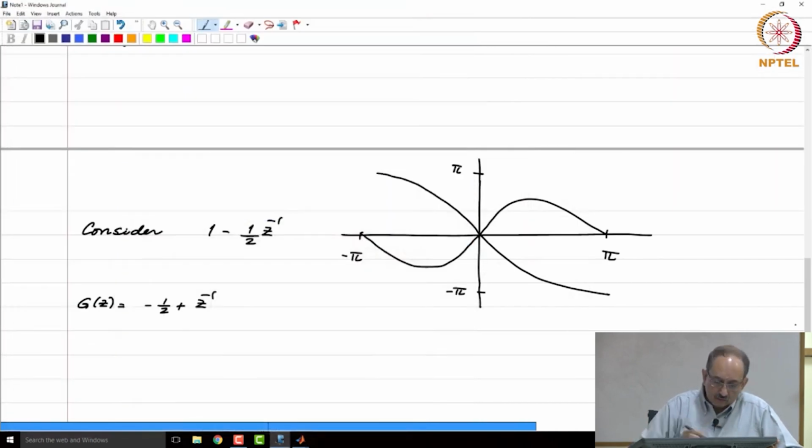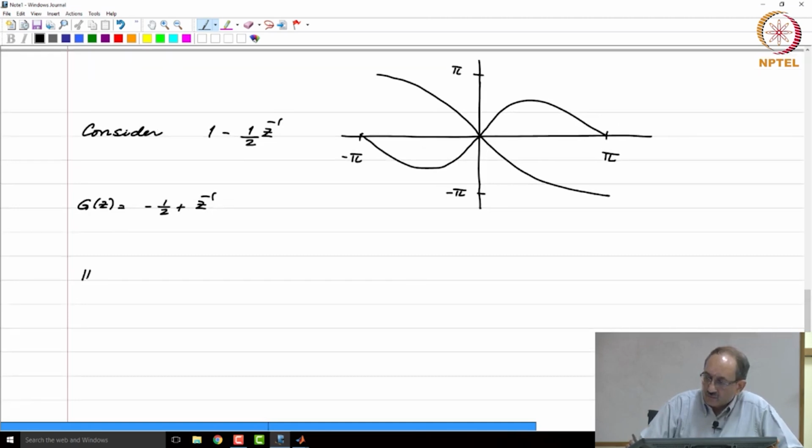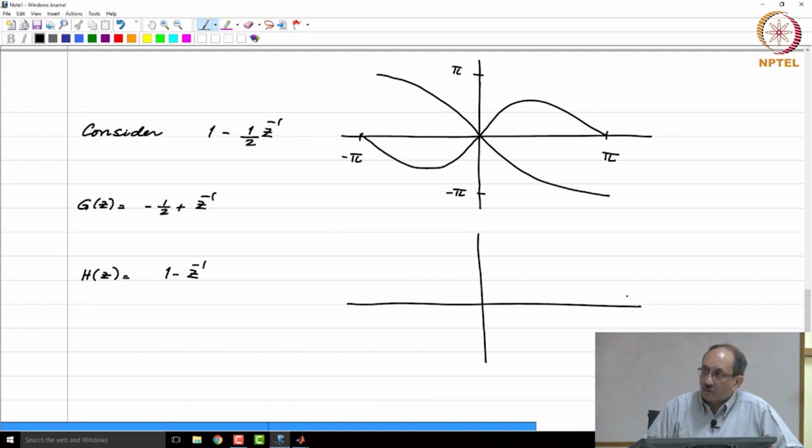Now, just one more example. Suppose h of z is 1 minus z inverse. Now, the 0 is at z equal to 1 on the unit circle. Therefore, you can expect the phase response to be precisely linear, and you will have a jump of pi at omega equal to 0. Therefore, we have seen this earlier. So, this is the phase response. You have a jump of pi at omega equal to 0, and everywhere else the phase response is linear. So, this is the phase response of h of z equals 1 minus z inverse.